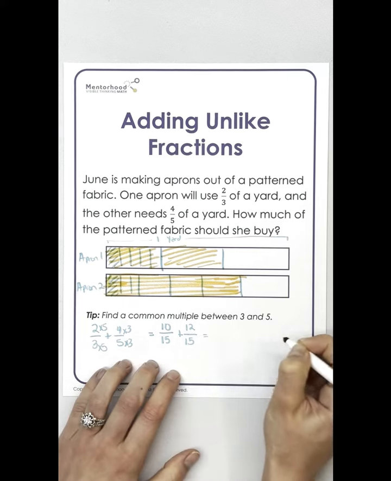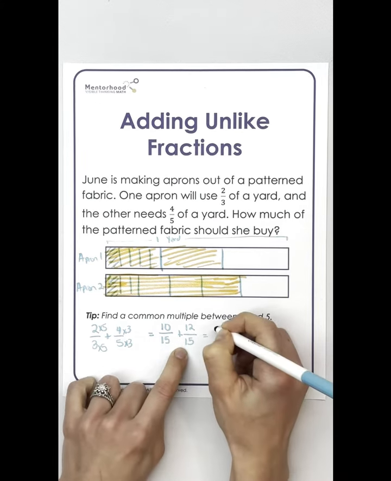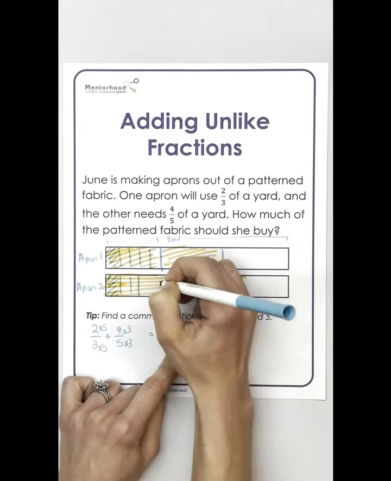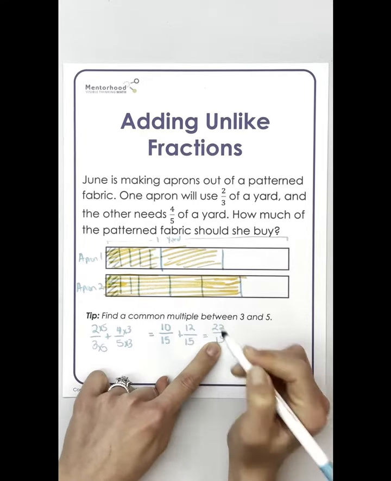Okay, so we can add now. 10 plus 12 is 22 15ths. So if I actually split these all into 5 and into 3, I'd have 22 15ths in total in yellow.